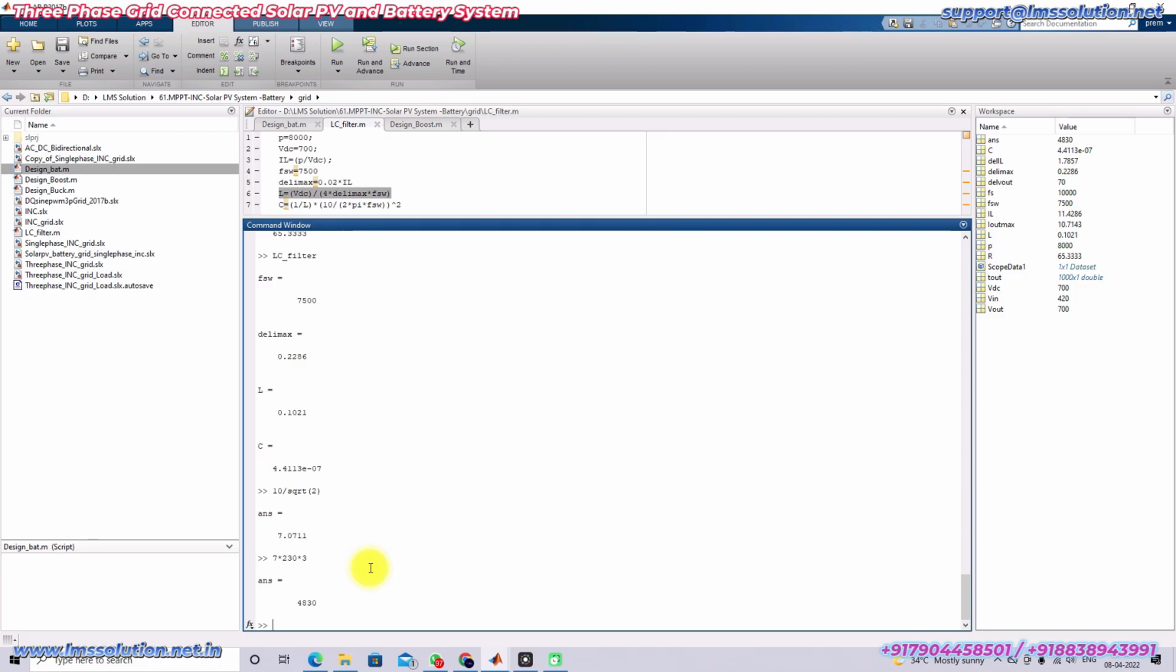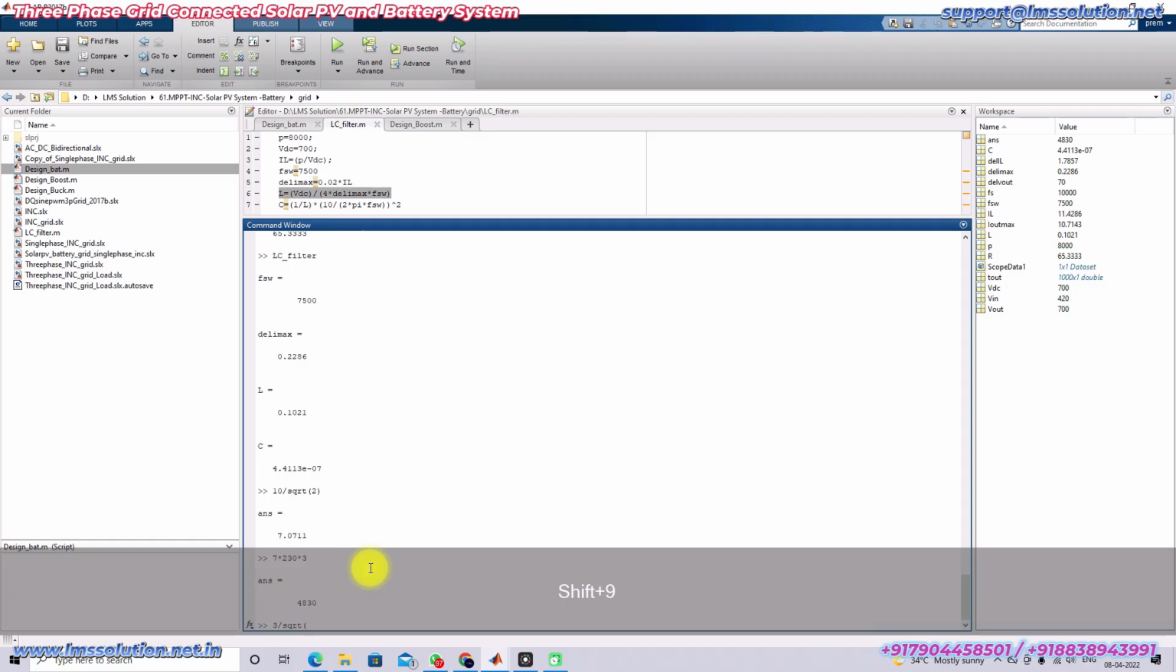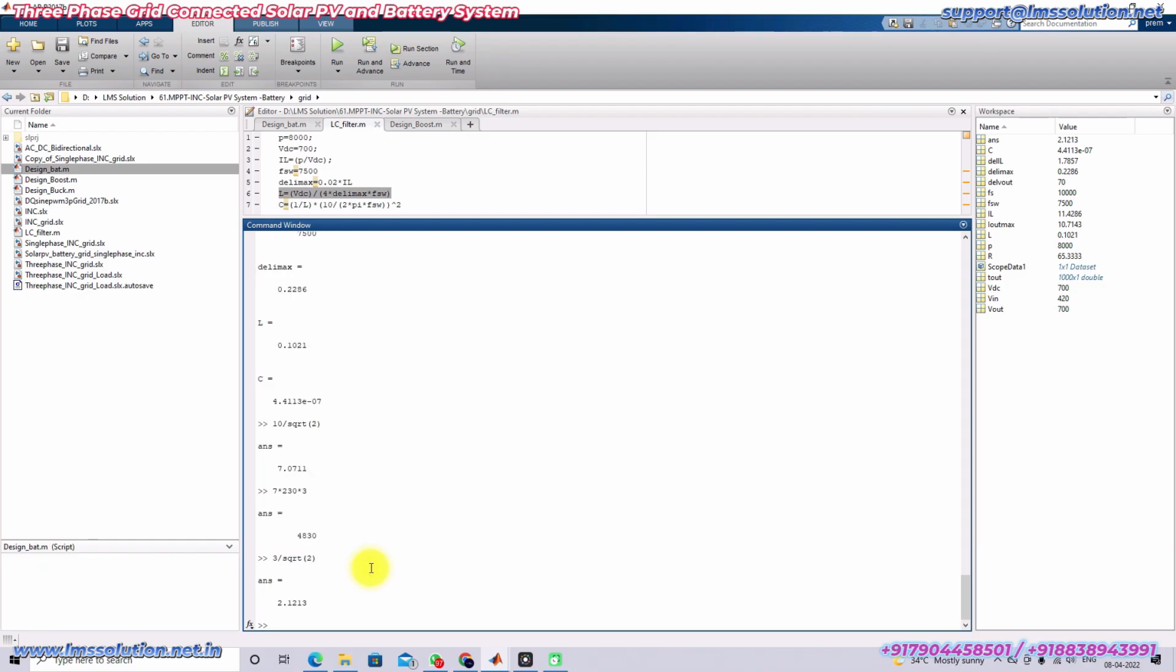when the IPV is less than 0.5 and the SOC is less than 10 percent. Now consider that we are sending 3 amps, so 3 divided by root 2. This is around 2.12 amps, 2.12 into 230 into 3. So that means we are sending around 1460 watts to the grid when the IPV is greater than 0.5 and SOC is greater than 10 percent. So this is the power calculation for sending and receiving power from the grid.